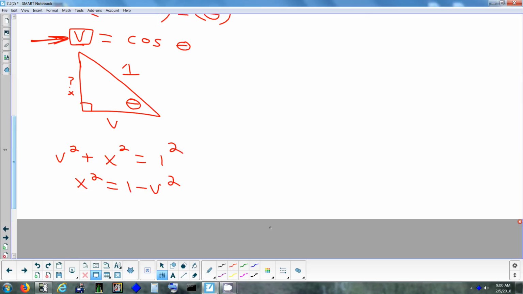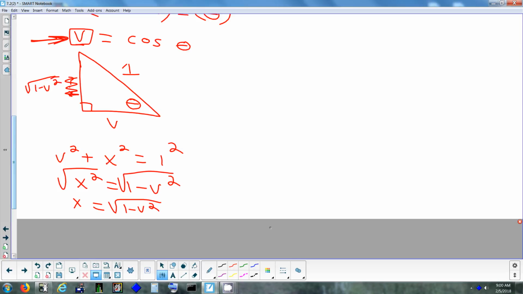And now I have the squaring function. I got to get rid of that. So how would I get x by itself here? You square root it. Yeah, take the square root and take the square root. So I get x equals the square root of 1 minus v squared.